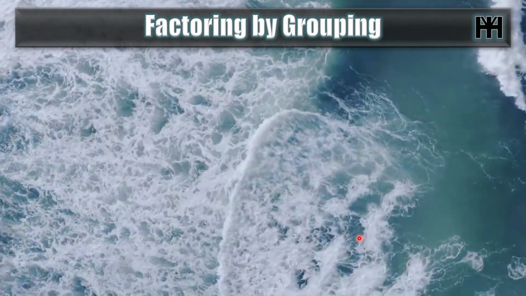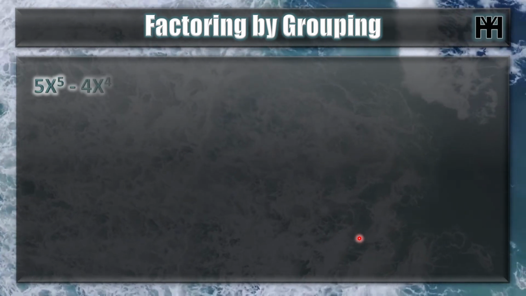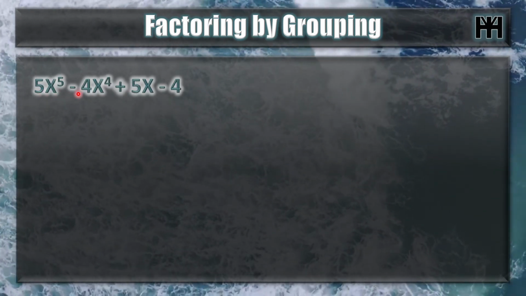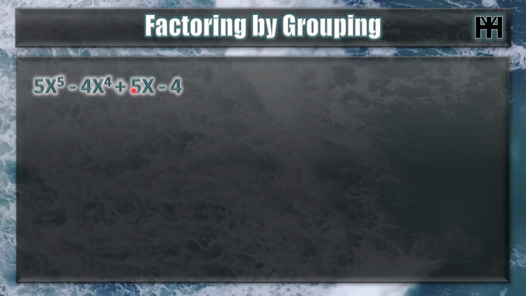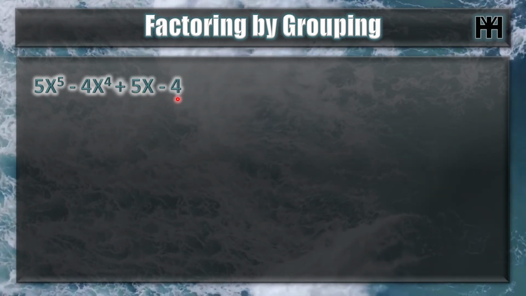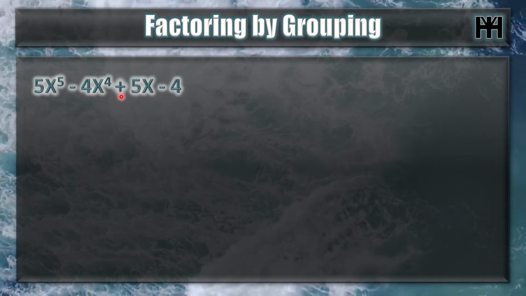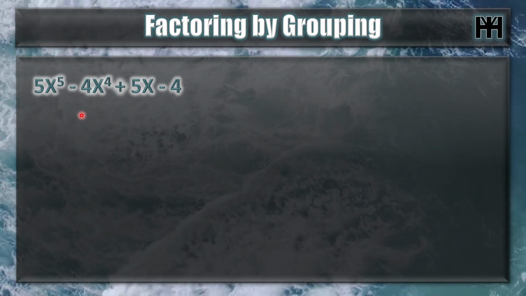Factoring by grouping. You have 5x^5 minus 4x^4 plus 5x minus 4. Before we start, we need to do this check.